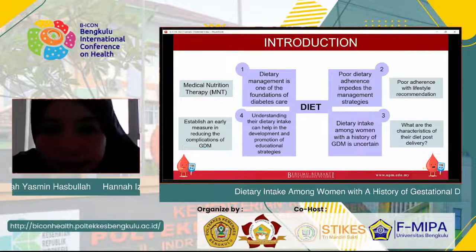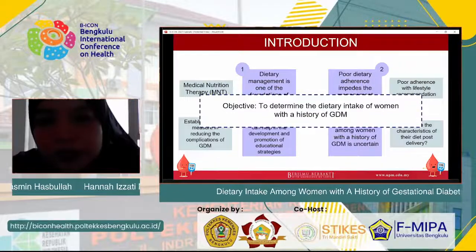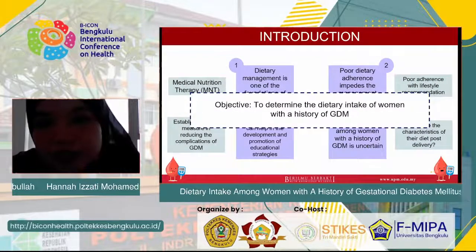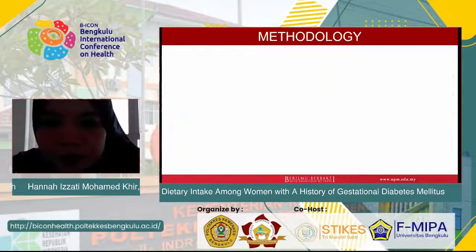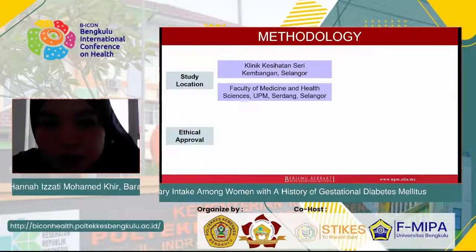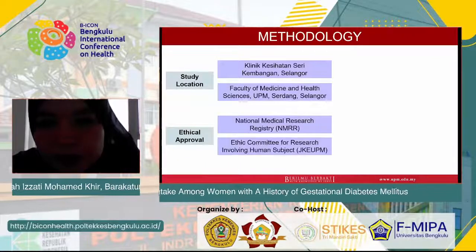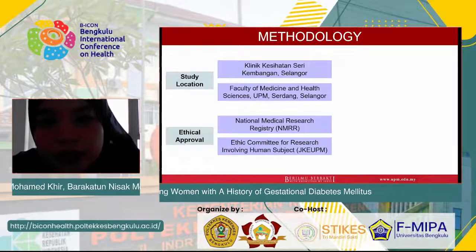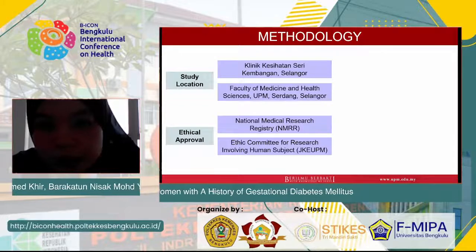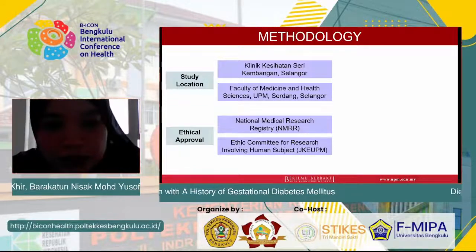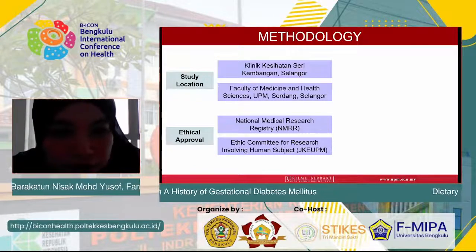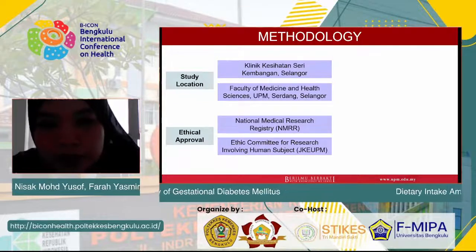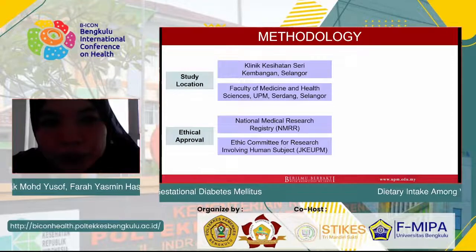Therefore, the objective of the study is to determine the dietary intake of women with a history of GDM. This study was conducted at the Maternal and Child Health Clinic Sri Temangan in Selangor and the Faculty of Medicine and Health Sciences Selangor, and ethical approval was granted by the National Medical Research Registry, NMRR, and also the Ethics Committee for Research Involving Human Subjects, JKEUPM.